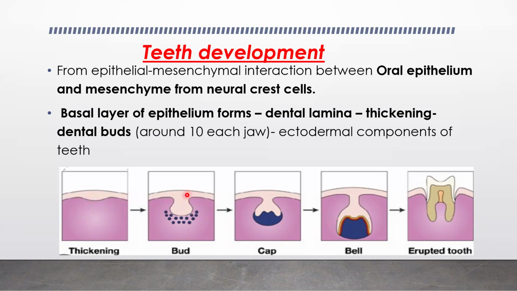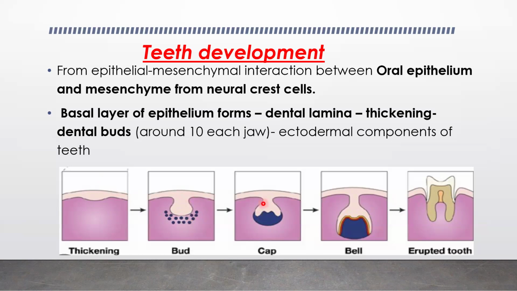Then the dental lamina undergoes thickening or a downgrowth to give us dental buds. And these dental buds will be about 10 in each jaw. That's the reason why they are around 20 in a person, because the initial primary teeth that are formed are 10 in each jaw. And then, of course, this will be due to ectodermal components of the teeth. So you can appreciate this oral epithelium was coming from ectoderm, and then it goes downwards to give us the dental buds.